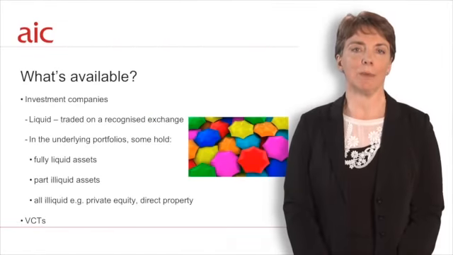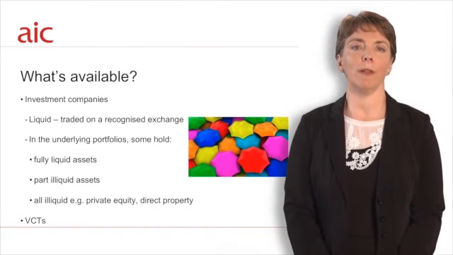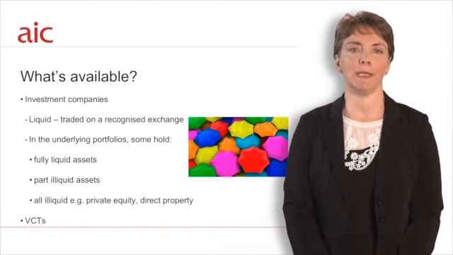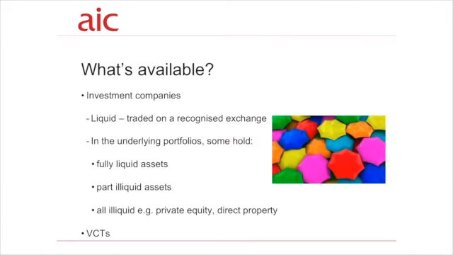So as far as investment companies go, there is a wide variety of different types of companies out there. Some are fully liquid and their underlying portfolios are fully liquid, so they're traded on a recognized stock exchange. In the underlying portfolios, some hold fully liquid assets, but others are part illiquid, so things like private equity or direct property. Venture capital trusts, or VCTs, are a separate issue entirely.